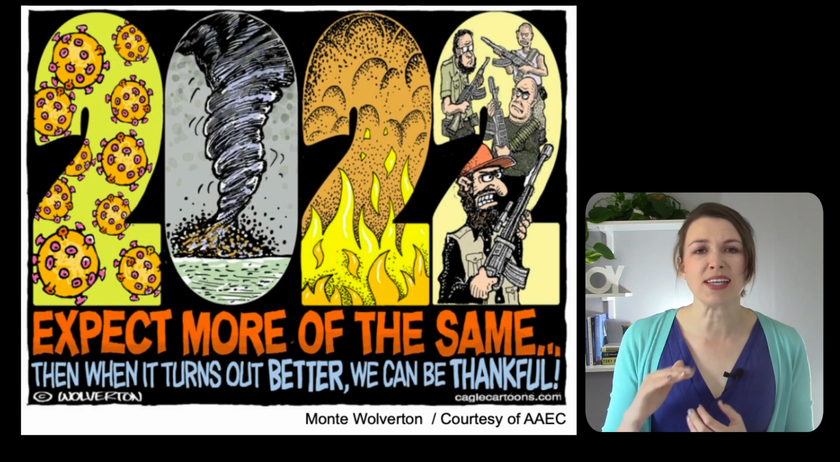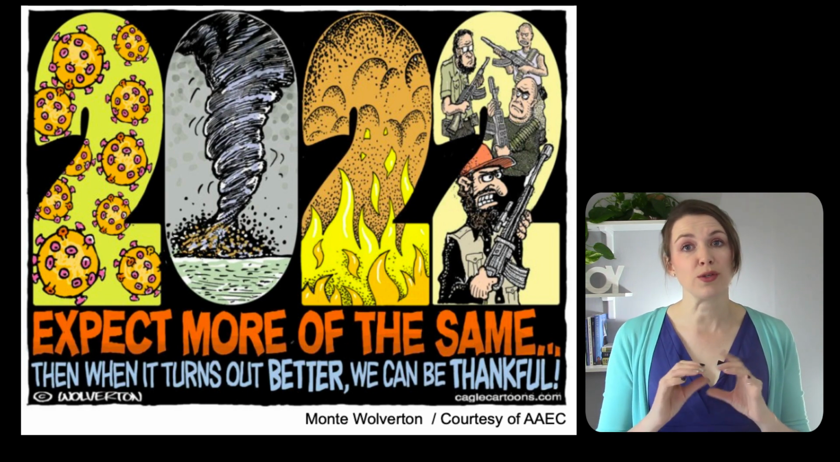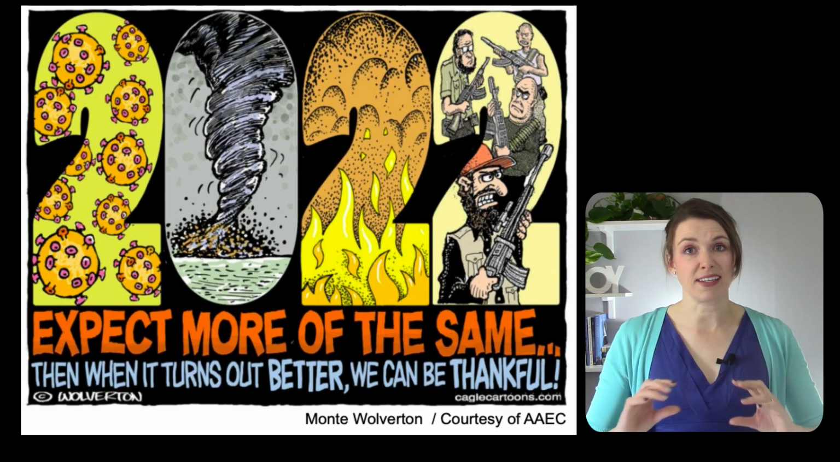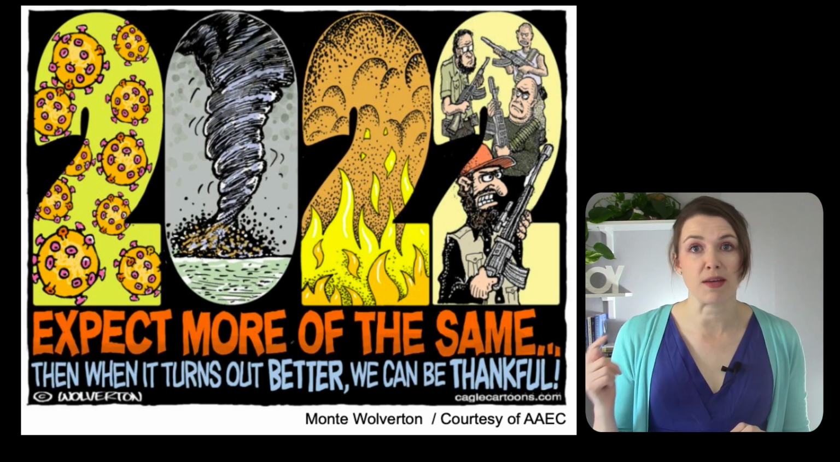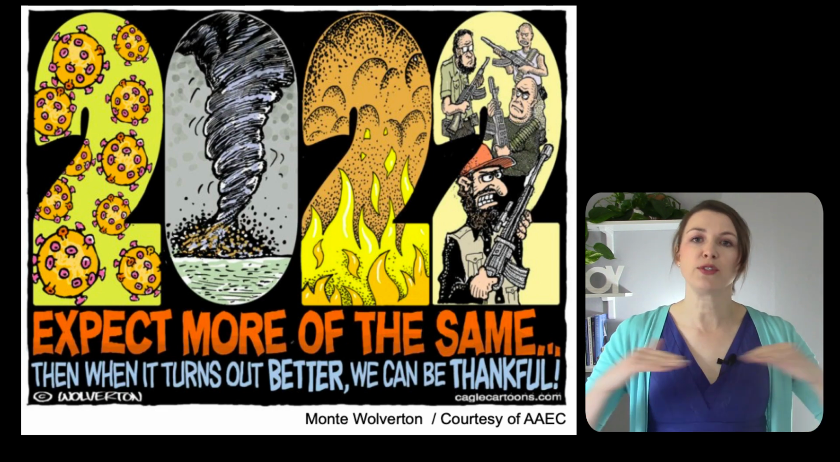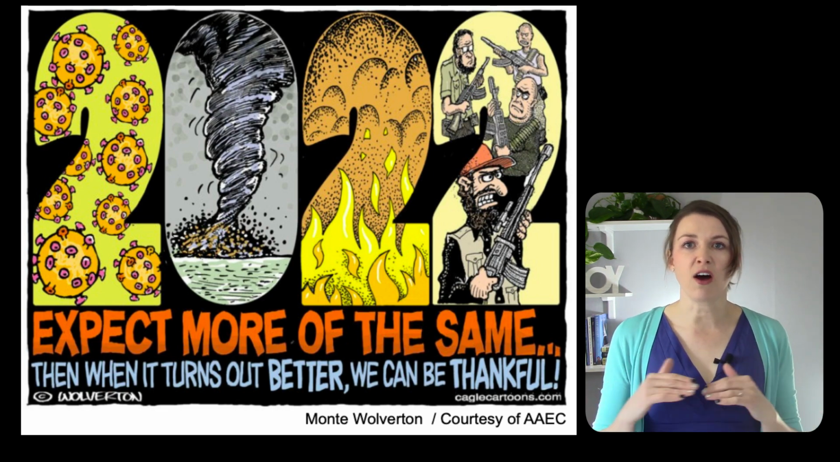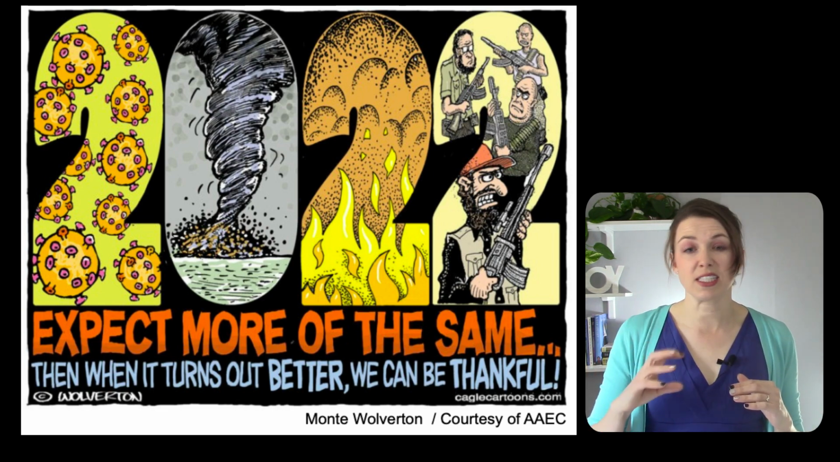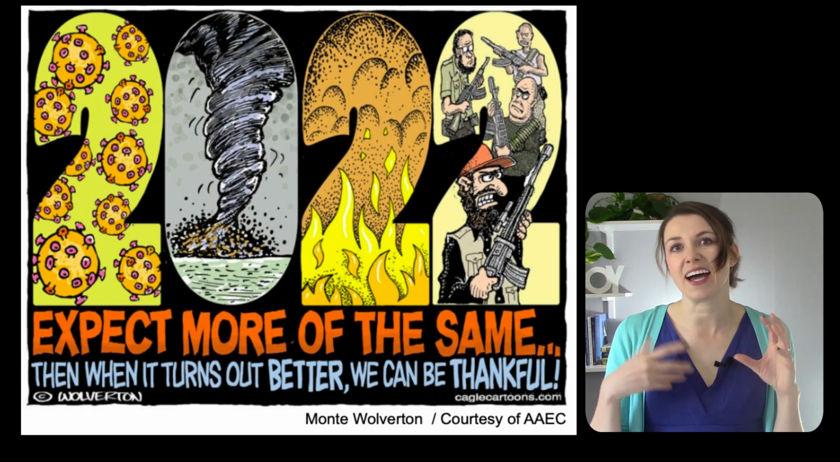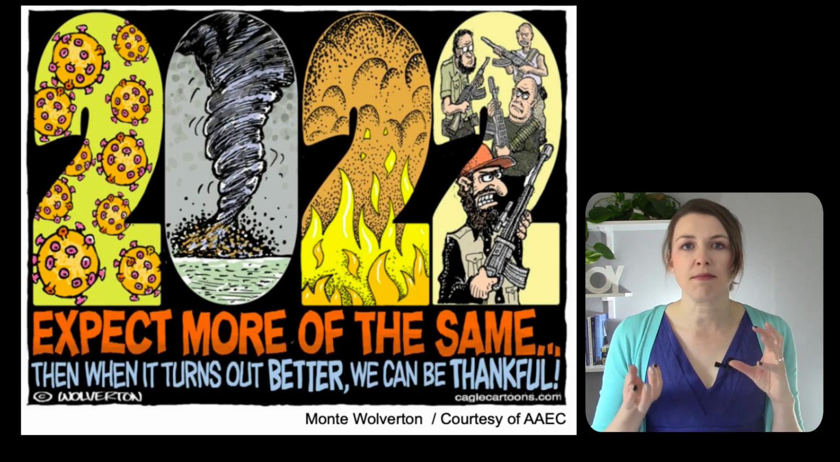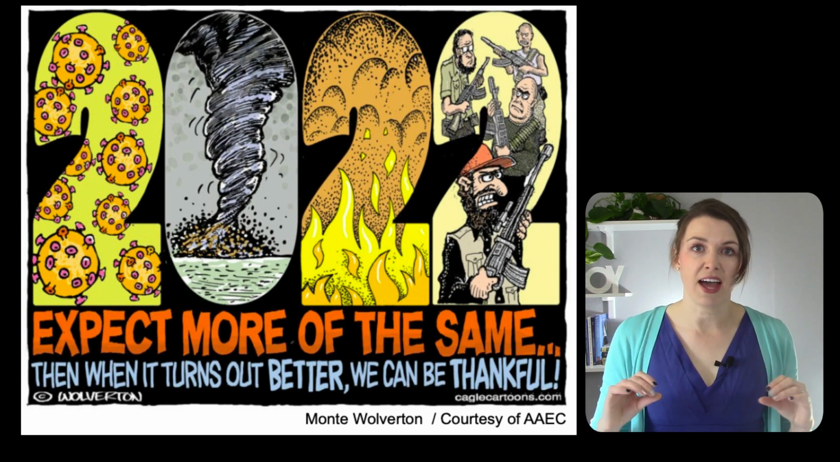Irony is when something is sort of the opposite of what you think it might be, right? And so this has a little bit of irony when you look at that bottom sentence, right? It says, then when it turns out better, we can be thankful, right? If you didn't include that bottom line and all you saw was 2022, expect more of the same, right? That's pretty negative, but then it has that ironic twist that maybe you wouldn't expect to have at the very bottom in the blue.